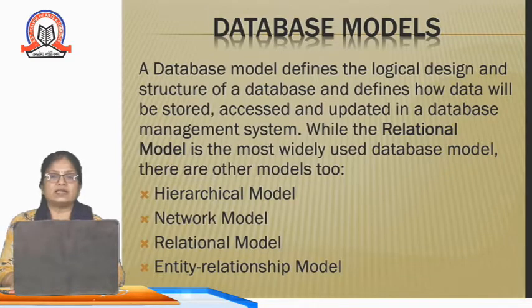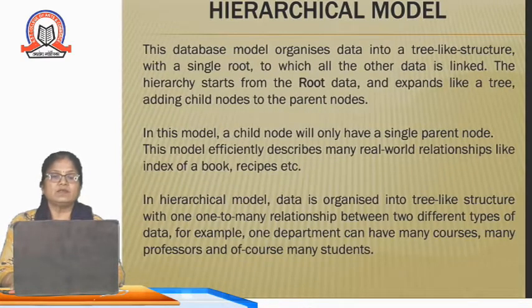First is hierarchical model. This database model organizes data into a tree-like structure with a single root to which all the other data is linked. The hierarchy starts from the root data and expands like a tree, adding child nodes to the parent nodes. In this model, a child node will only have a single parent node. This model efficiently describes many real-world relationships like index of a book, recipes, etc.